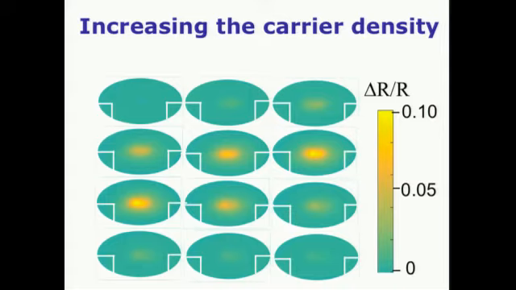We just apply a constant voltage on the tip. And if you plot the images in series, at lower density, you see nothing. But as you increase the carrier density, you start seeing this block, the effect of the tip, it actually lowers the resistance. And after a certain point, you see nothing.